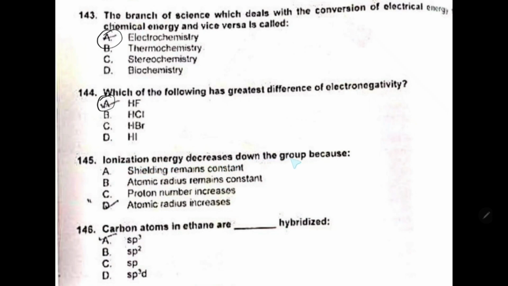Ionization energy decreases down the group because the atom size increases, due to which ionization energy decreases. So the correct choice is choice D.